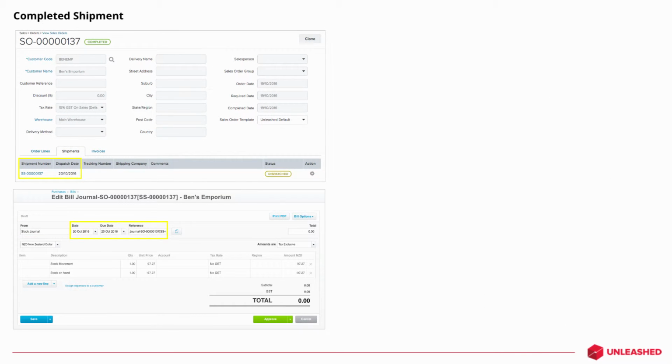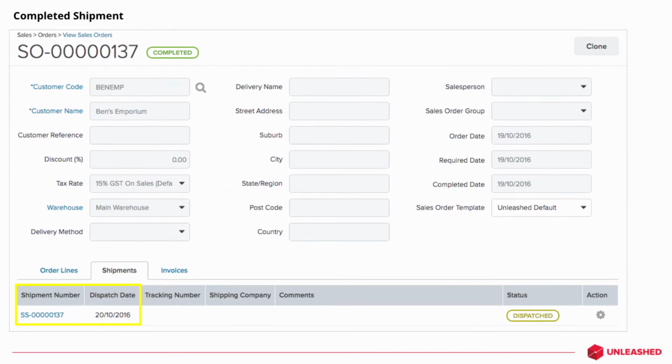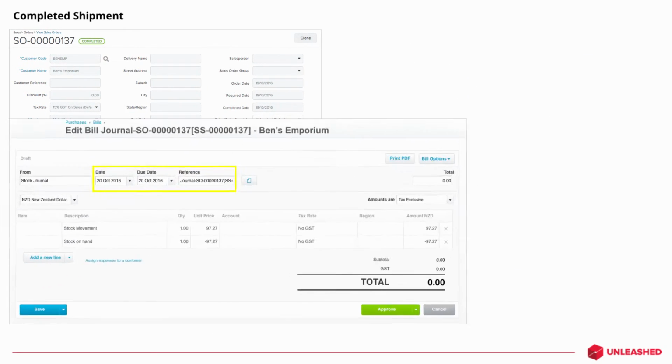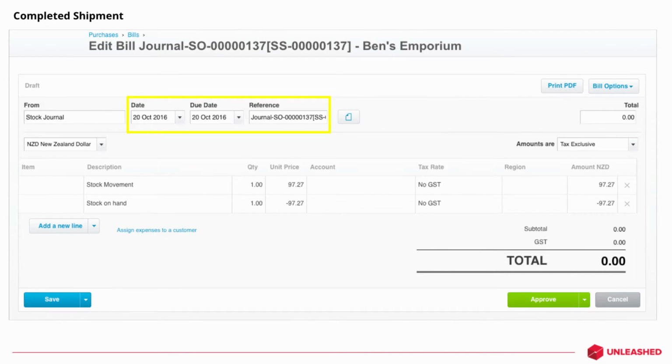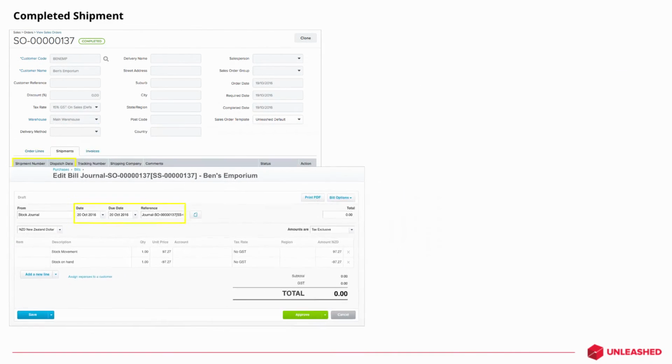A completed shipment in Unleashed will send a draft journal to Xero. So looking at shipment 137 in Unleashed, we can see that the dispatch date is the 20th of October, which will be sent to Xero. Let's now look at Xero, and here you can see the journal for that shipment, and you can also see that that dispatch date of the 20th of October has been sent through.